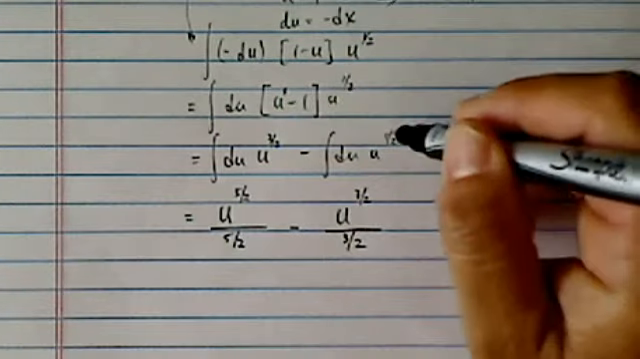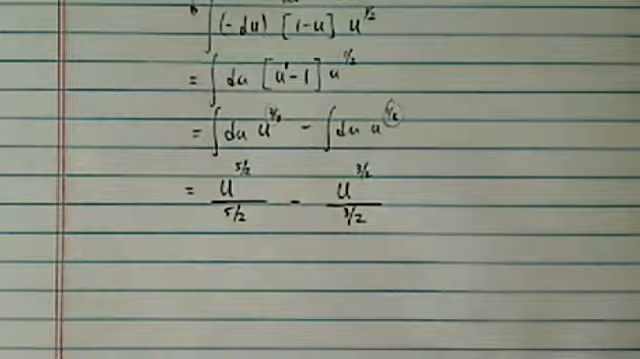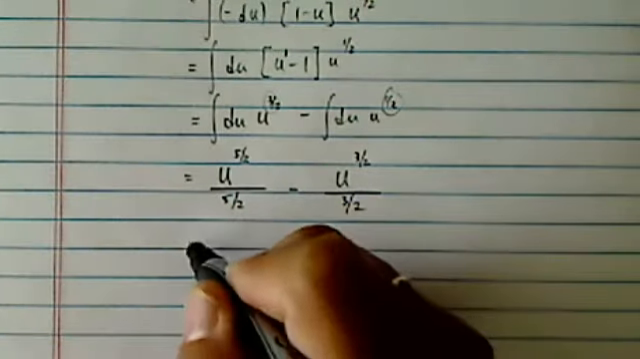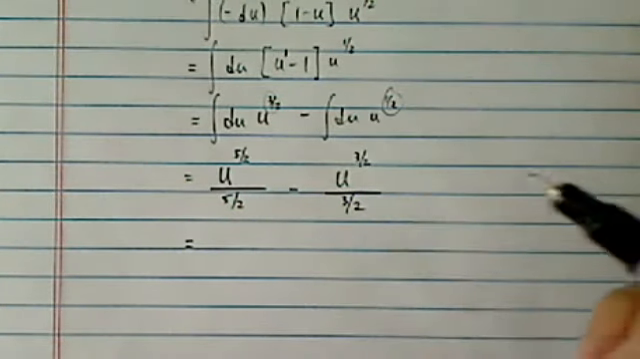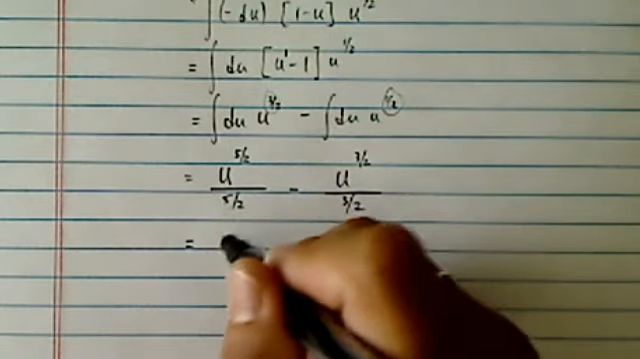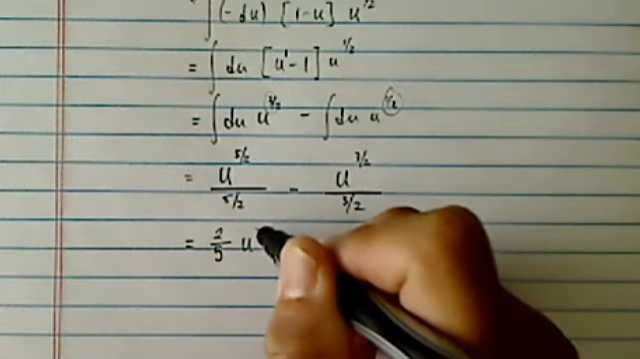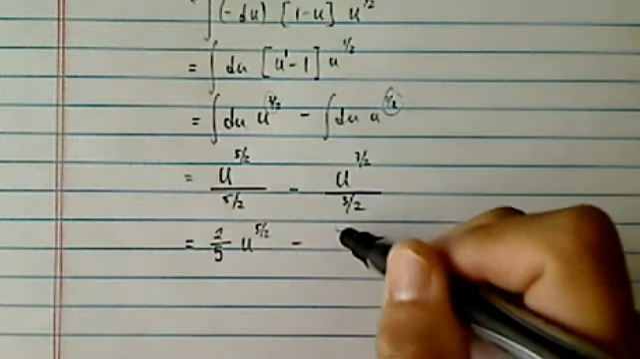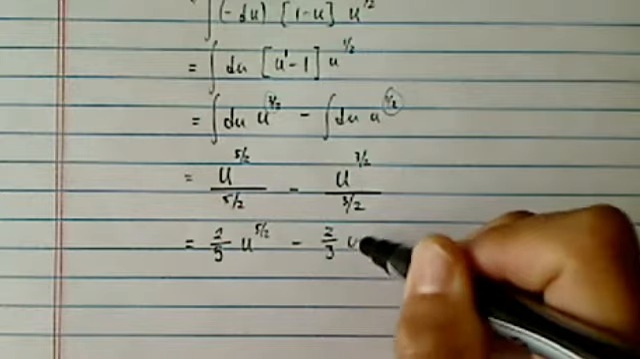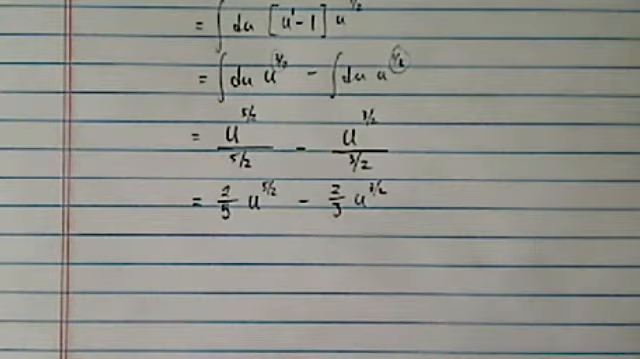The reason is when you integrate, you add. When you take a derivative, you subtract. That's a relatively easy thing to remember. Now let's see, how do we best evaluate this thing? Let's flip this one over. So it's 2 over 5 u to the 5 over 2 minus 2 over 3 u to the 3 over 2. Now, a lot of students at this point are thinking, well, this is pretty close enough.